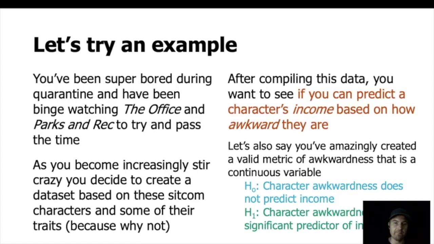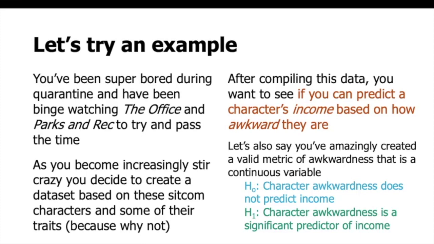After compiling the data, you want to see, and this is a research question, if you can predict a character's income based on how awkward they are. Let's also say that you've somehow come up with this really valid metric of awkwardness, and it's a continuous variable. So in this framework, we're going to say the null hypothesis, the thing that says there's nothing going on, is going to say the character's awkwardness does not predict income. They're not related.